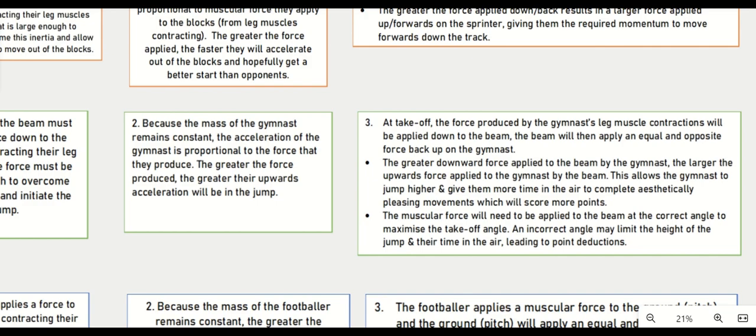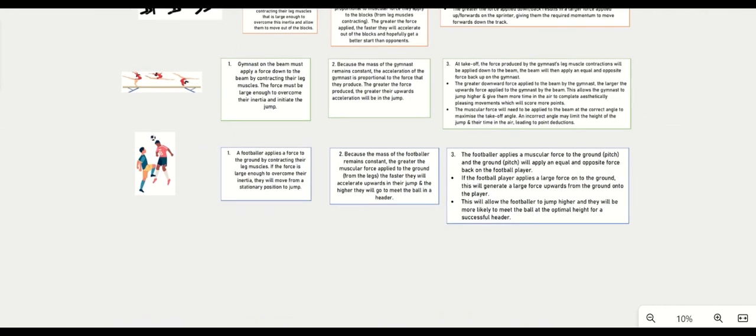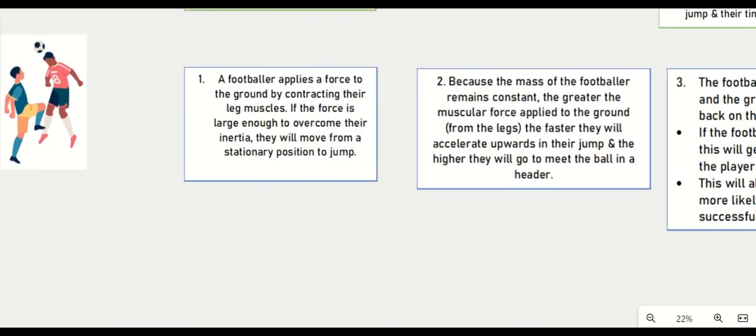And then last but not least, if you have a little look at your footballer jumping up for the header, it's the same old story. The first law, they apply a force to the ground that's large enough to overcome their inertia, so they'll move from a stationary position to a jump. Second law, because the mass of the footballer remains constant, the greater the muscular force applied to the ground, the faster they'll accelerate upwards. So they apply a force down, they accelerate upwards in the direction of the reaction force. This means they'll get higher to meet the ball in the header.